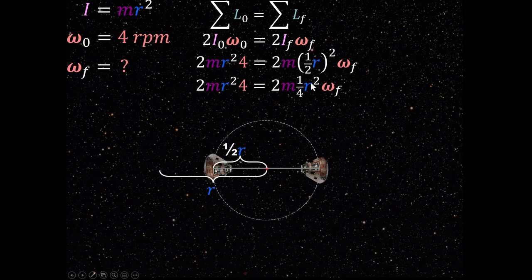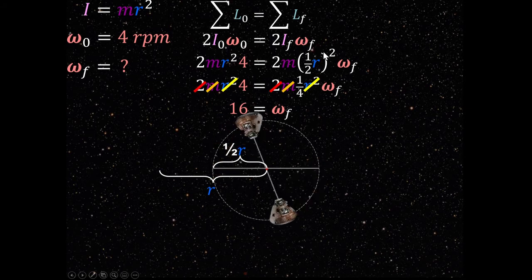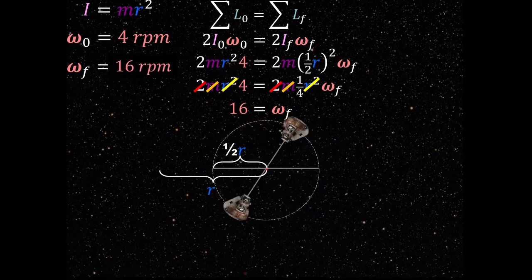The radius gets squared and gets radius squared. There's a 2 in both sides, there's a mass in both sides, and there's a radius squared in both sides. So if I multiply both sides by 4, the angular velocity will be 16 revolutions per minute. Whatever the units of this one initially were, the units of this will also be the same. So it will be spinning a lot faster. All right.